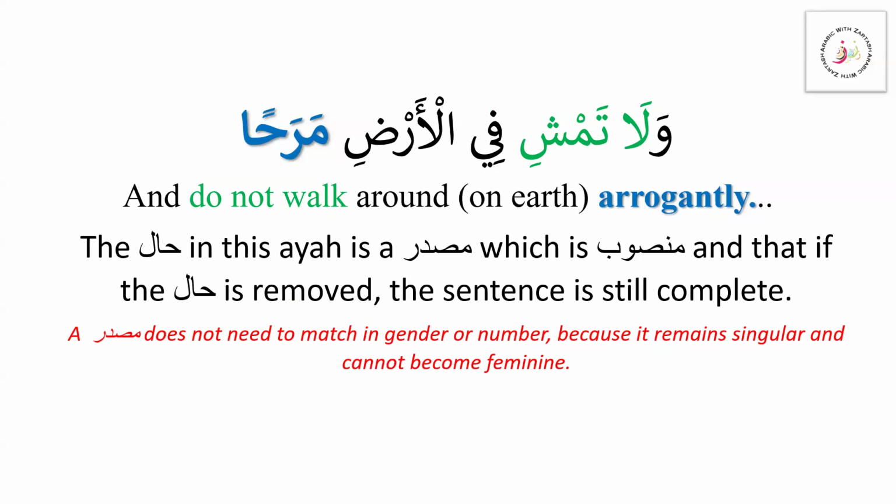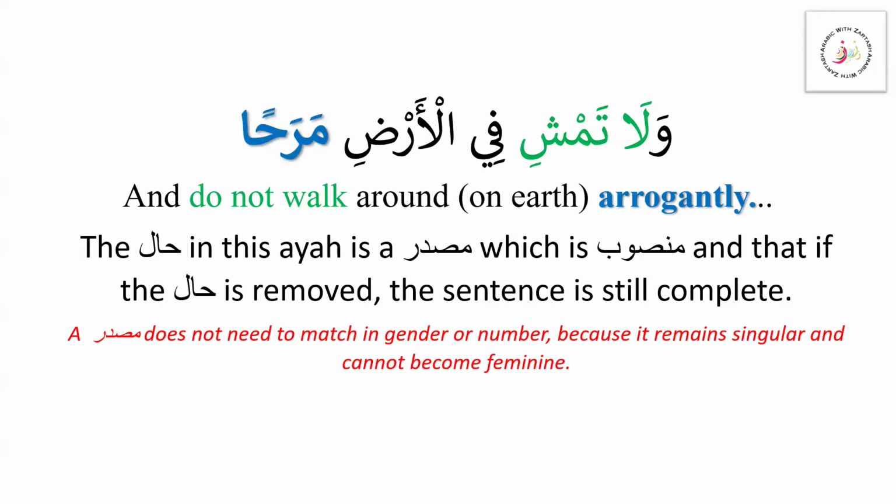We know that a mufrad coming as a hal must be in the state of nasb. So here in this case, marahan, and if the hal is removed, the sentence is still complete. So also we can see that the masdar does not necessarily have to match in gender or number, because we know that this masdar cannot be made into its feminine form and always stays in the singular form. So this is wala tamshi fil ardi marahan, and do not walk around on earth arrogantly. So this is the last example for ism mufrad coming as the hal.